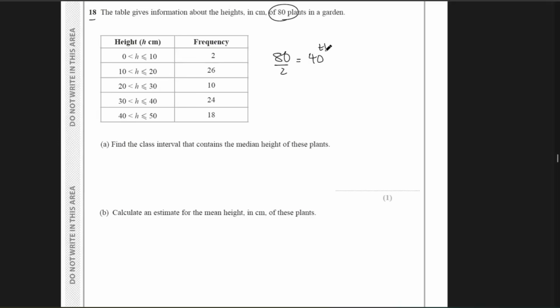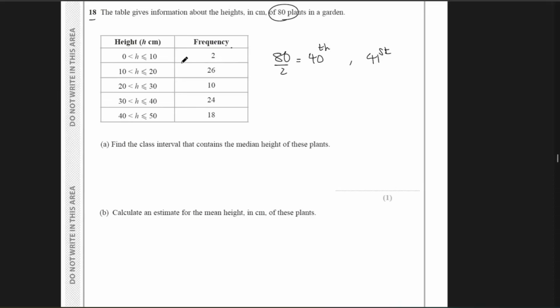One is the 40th value. The next is the 41st value. 40th value and the 41st values are two middle numbers, and we need to find where they are. In which class do they lie? As we go down the table, the value of height increases. So everything is arranged in ascending order. We just need to count where the 40th value and 41st values are.